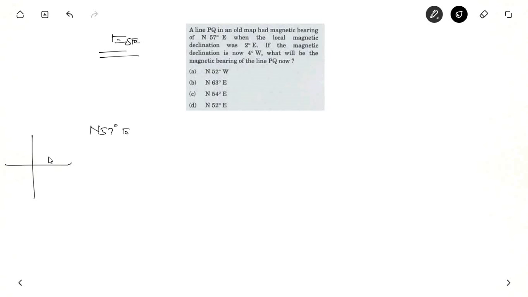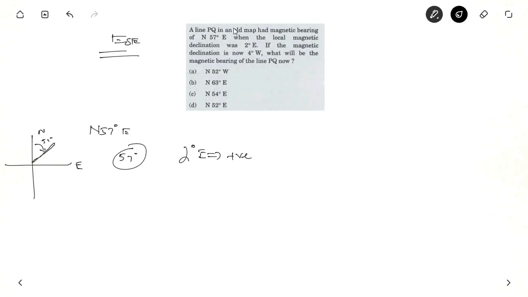Let us solve one more question which came in engineering services exam. Here they have given magnetic bearing as north 57 degree east. So when you draw into whole circle bearing terms, this is north and this is east, it will come in this quadrant only. So whole circle bearing is also 57 degrees. Now they have given the declination as 2 degree east, which is positive 2 degrees, east is positive.